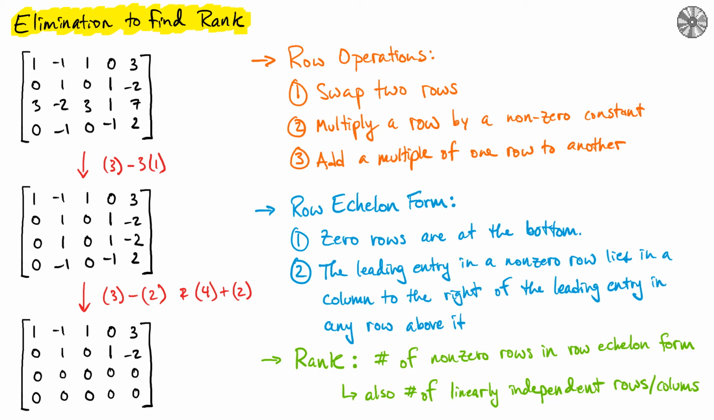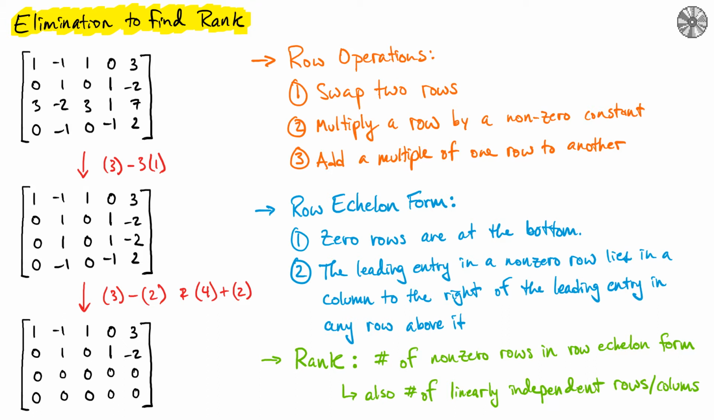This is a quick refresher video on how to identify the rank of a matrix using row elimination methods. So remember, rank means quite a few things. One of the things that it means is that it's the number of non-zero rows after you perform row elimination steps in order to get into row echelon form.